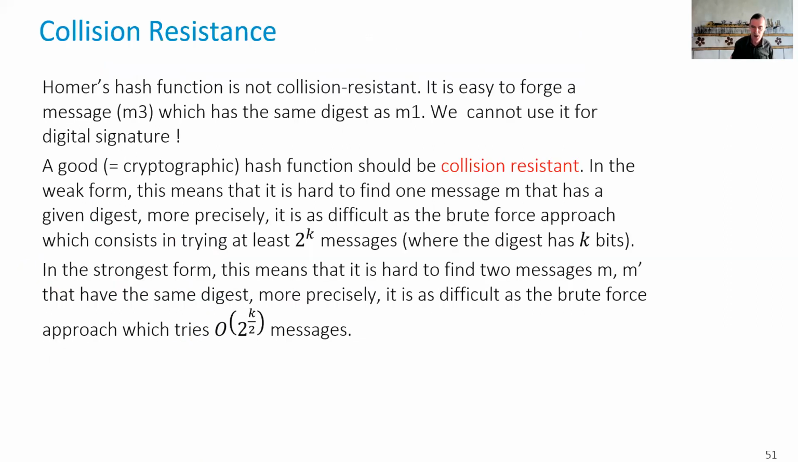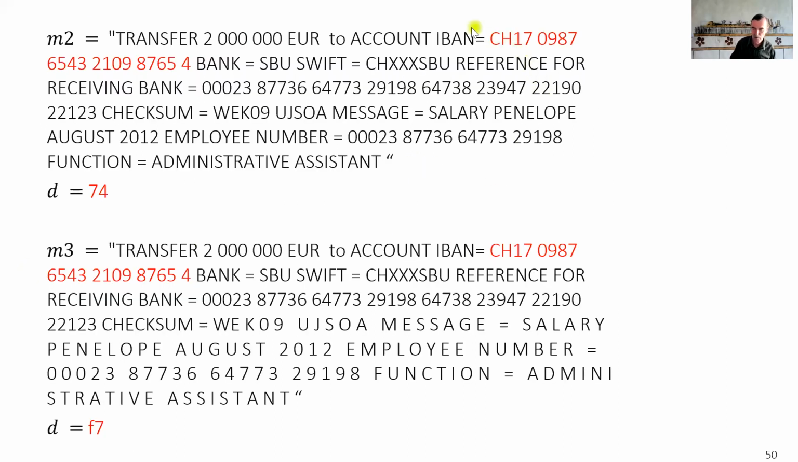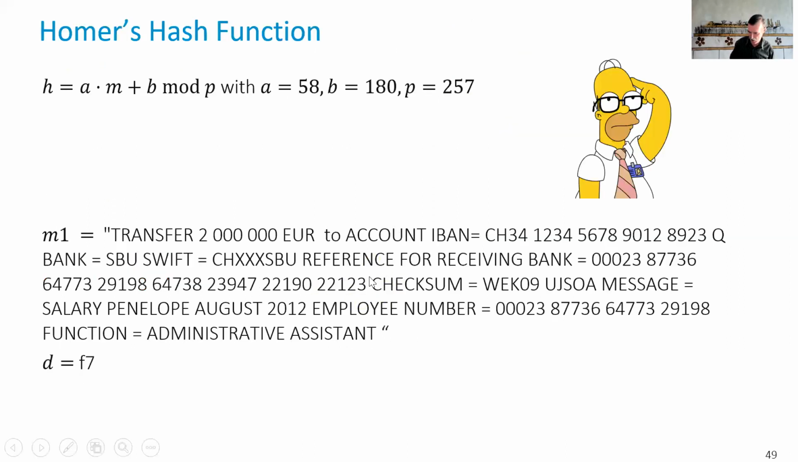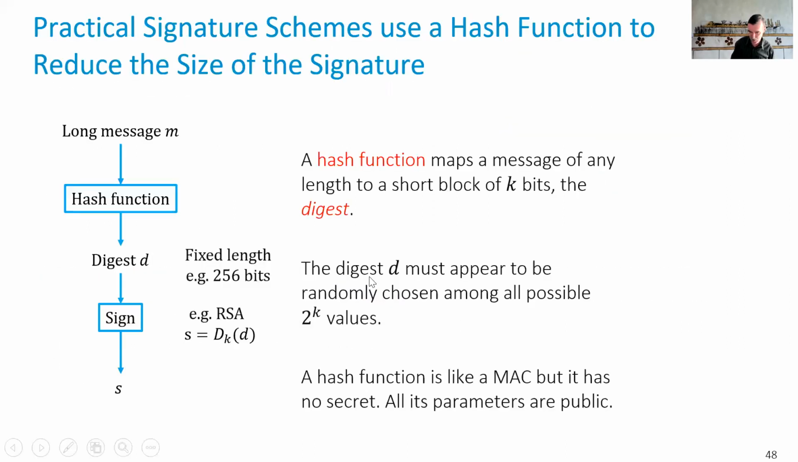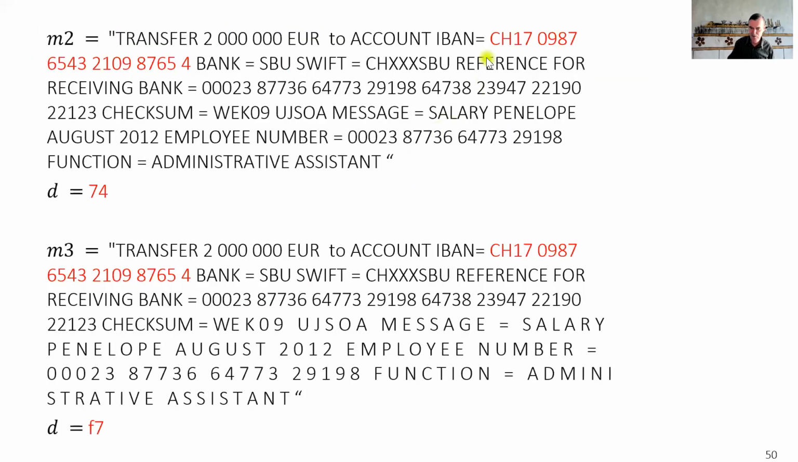Of course, this is what we call a collision. I had a collision here in the sense that I was able, from an original message, which is this one here, to an intermediate modified message, I was able to forge a collision. A collision means another message that has the same hash as before.